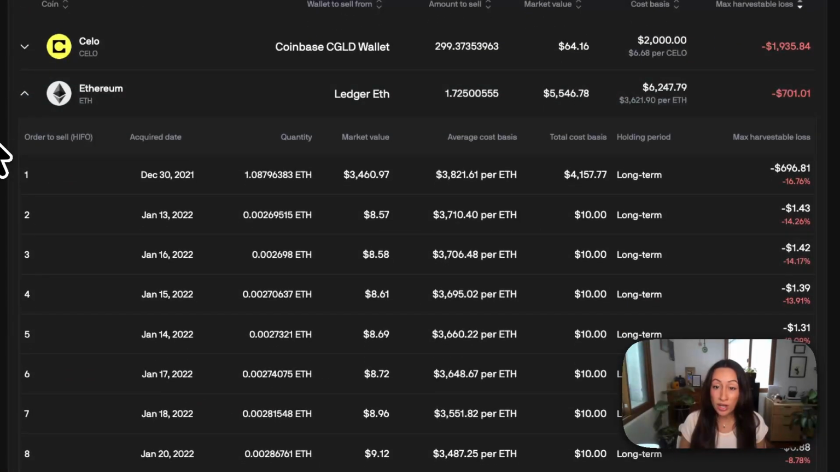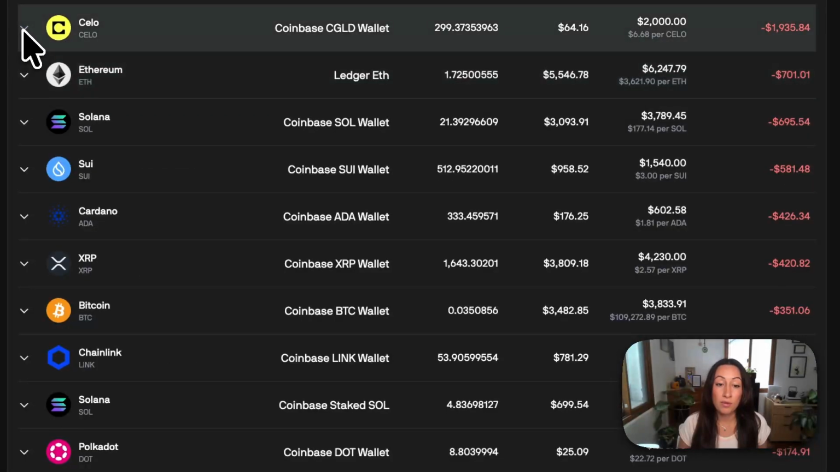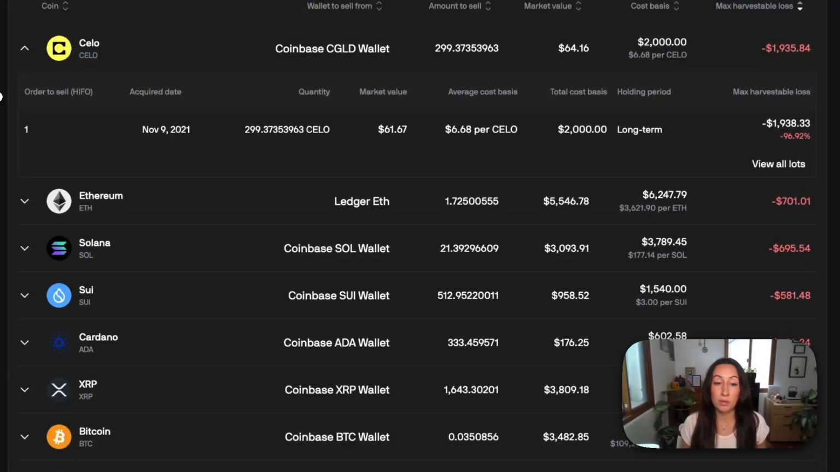When you expand a coin, you can see every individual lot: when you bought it, its cost basis, market value, and the exact loss you'd realize if you sold it today. This removes all the guesswork and makes it really easy to plan. For example, here's my Celo position. This coin hasn't performed well for me, and honestly, I'm okay letting it go to simplify my portfolio a bit. If I sold it today, I'd realize about $1,900 in losses. That directly offsets any gains I've already made this year and reduces my taxable income.